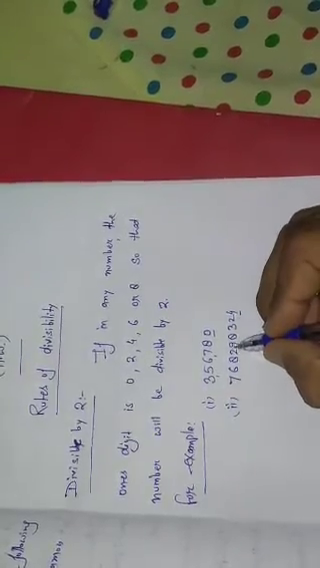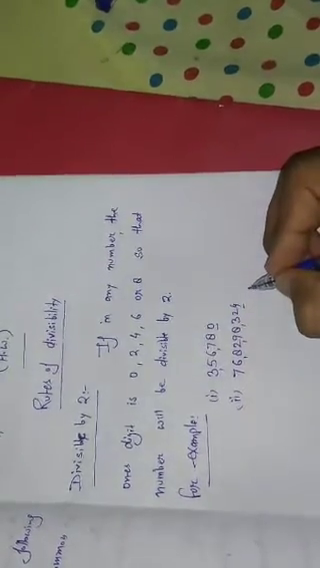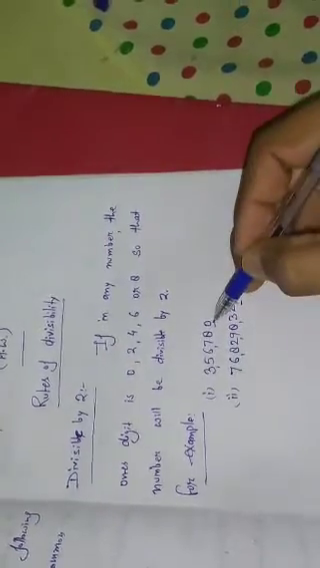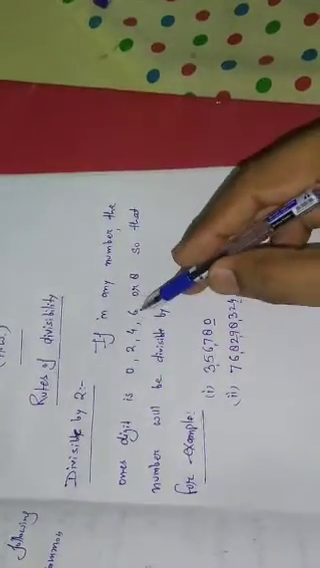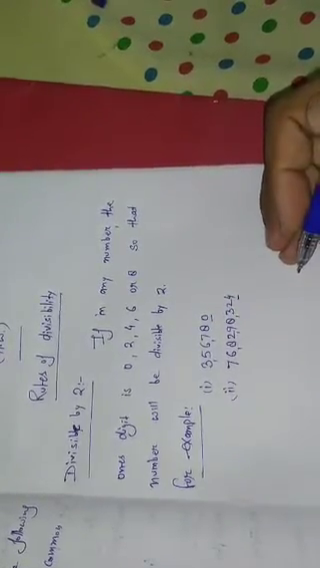Ones, tens, hundreds, thousands, ten thousands, lakh, ten lakh, crore, ten crore. It means 76 crore, 82 lakh, 98,324 will be divisible by 2 because the ones digit is 4. It means if the ones digit is 0, 2, 4, 6 or 8, that number will be easily divisible by 2, completely divisible. Okay students?